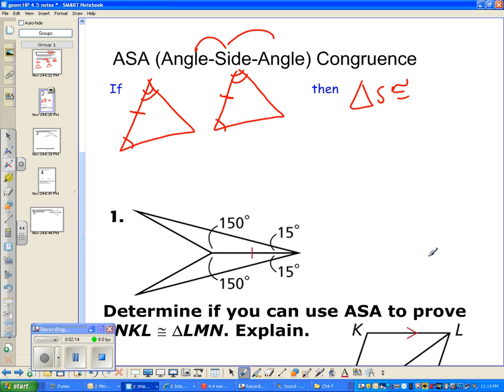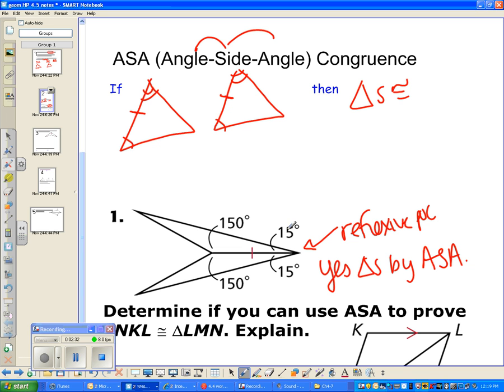Also, make sure you look out for the reflexive property of congruence to find missing side lengths. So we have 2 sets of congruent angles, and we have this included side. So yes, these triangles would be congruent by ASA.